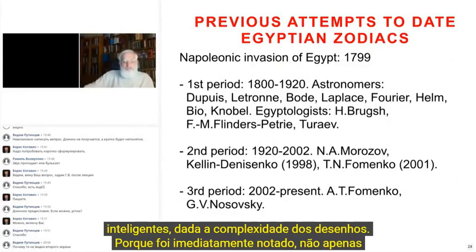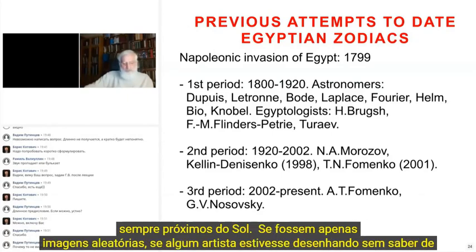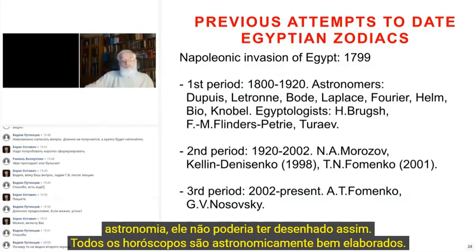Because it was immediately noticed, not only by Morozov but also by others, that the laws of horoscopes are not violated. Venus and Mercury are always close to the Sun. If these were just random images, if some artist was drawing without knowing astronomy, he couldn't have drawn it like that. All horoscopes are astronomically well crafted.